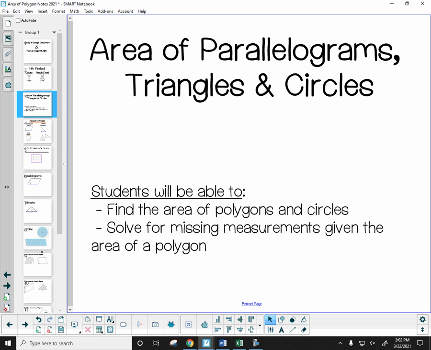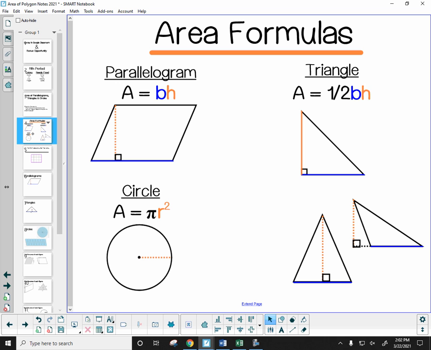I did give you the three formulas, and I'm guessing you're not surprised by any of them, right? You've found the areas of parallelograms and triangles before, and probably circles as well. Okay, but I did put a reminder there: for a parallelogram it's base times height. Remember that base and height have to be perpendicular to each other, right? Same thing is true with the triangle.